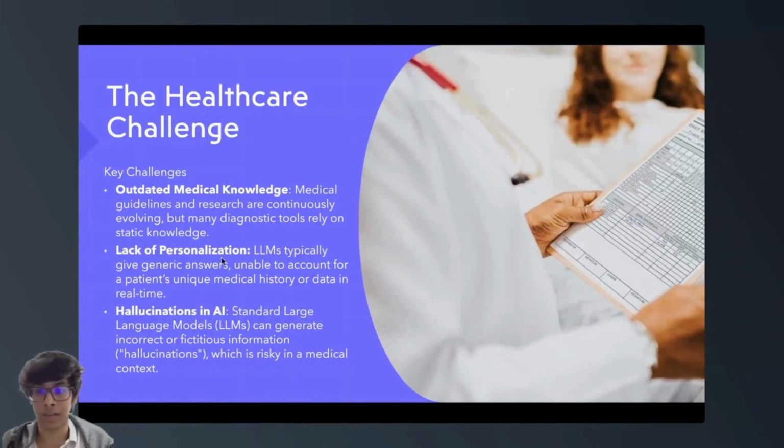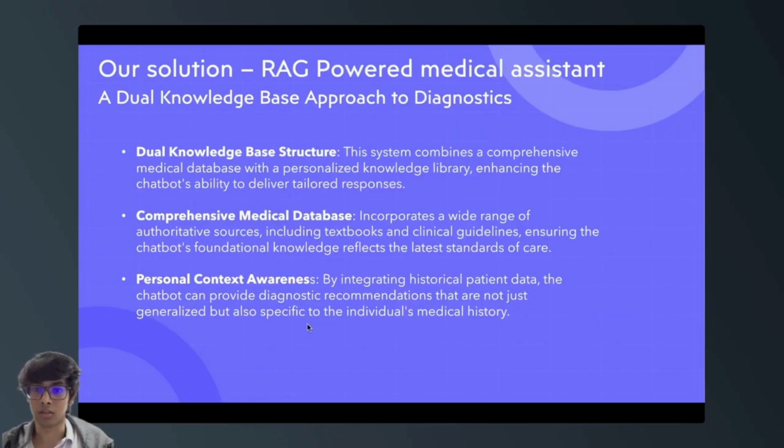There's also the lack of personalization. So LLMs don't typically have access to your past medical data. So that's something that we need to consider as well. Hallucination in AI is another problem. This is fairly typical in LLMs where they give you the incorrect response and they give it with a lot of confidence, so you don't really know whether to trust it or not. And this is significantly risky, especially in a medical context. So we target all of these three by creating a RAG powered solution.